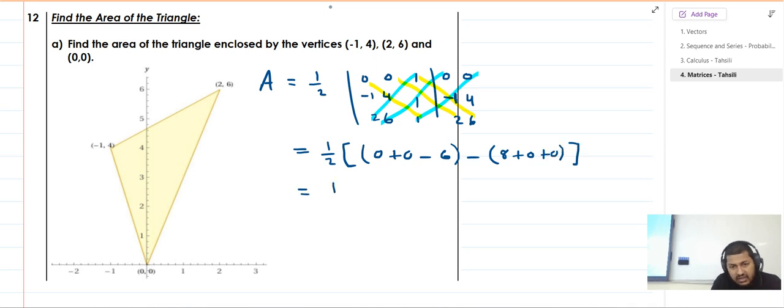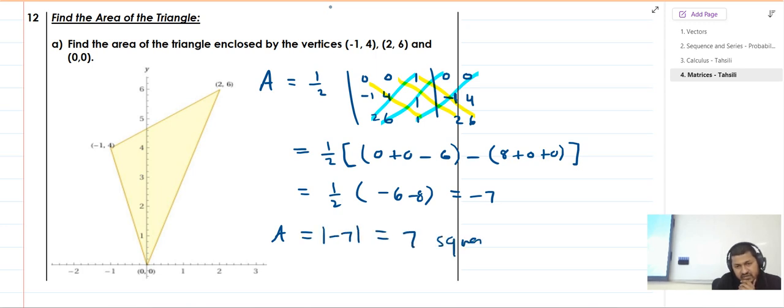Now I've got half. We're going to find the area of this triangle here. Half into -6 -8. So half into -14 is -7. So area is equal to the absolute value of -7, which is 7 square units. Right, so I hope you guys understood that. Remember, the area is always the absolute value.